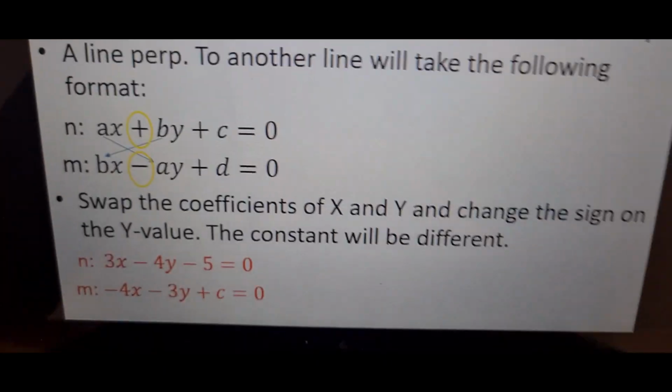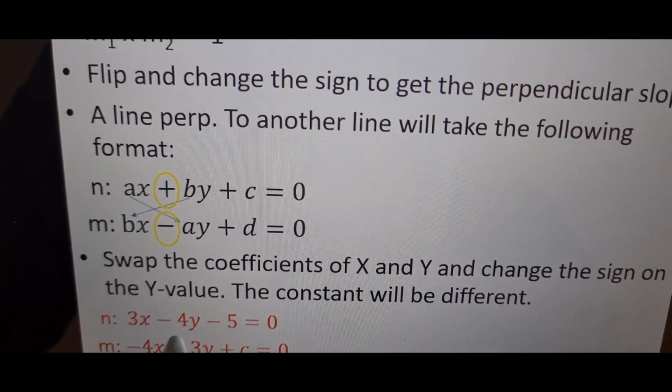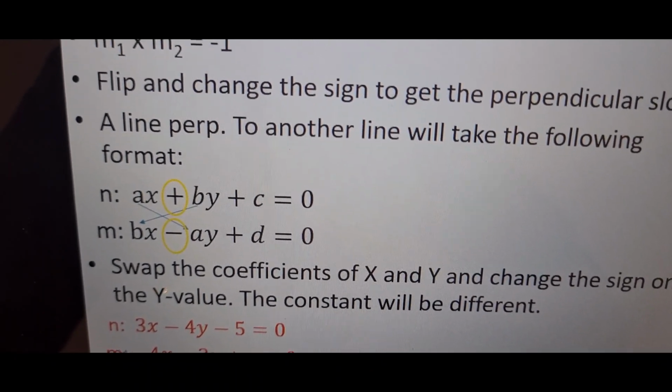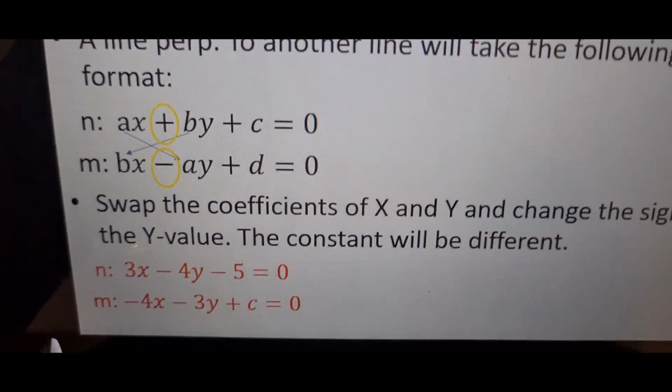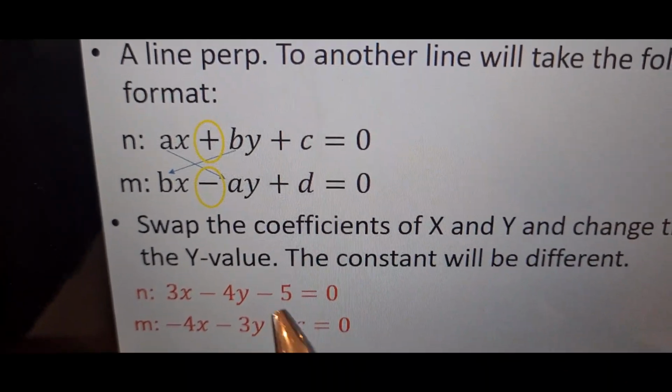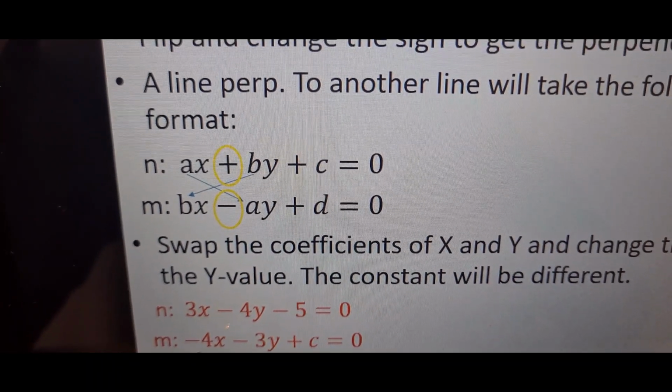Okay, so if you look at this example, 3x minus 4y minus 5 equals 0. That's the equation of line n. If I want to write down what the equation of line m would be, given that m is supposed to be perpendicular to n, you can see I'm going to swap the x and y coefficients. So I'm going to put the 3 in front of the y, and I'm going to put the -4 in front of the x.